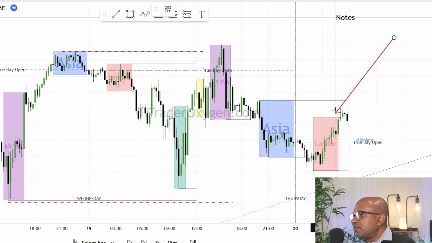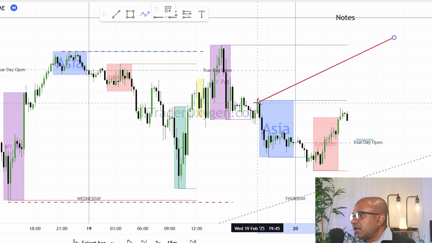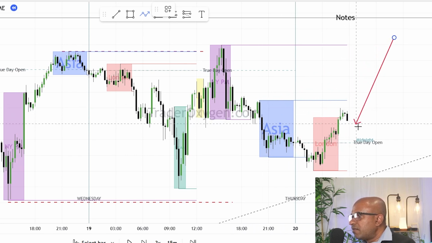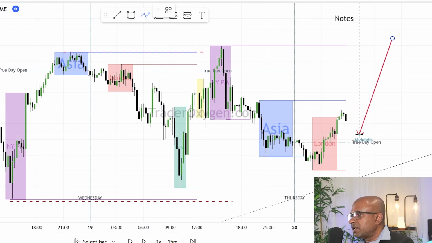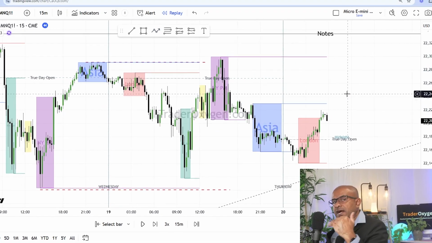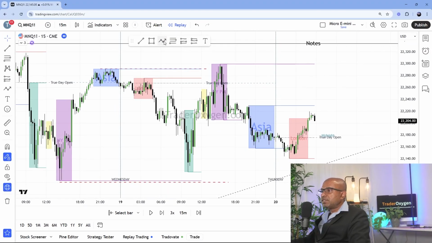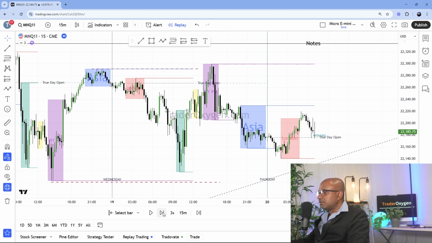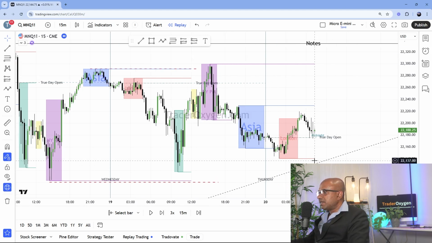However, now you can see when the London session is over, it has made a swing high over here. So then what we are now looking at is the price action, let's say until the New York AM session, let's say 8:30 AM, because we at least wait until 8:30 AM.